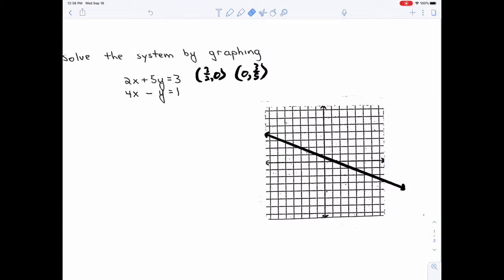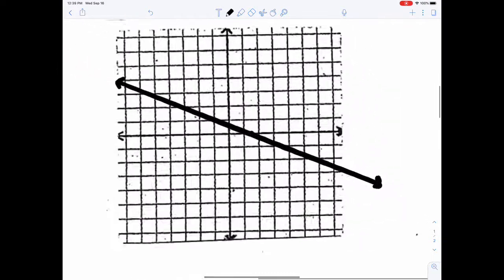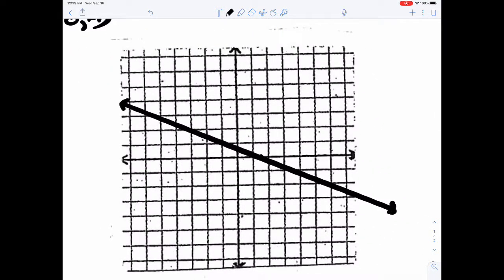Well, how about the second one? On the second one, the x-intercept is (1/4, 0). The y-intercept is going to be (0, -1). So let's plot that. Again, I'm going to enlarge this in order to plot it. So we've got (1/4, 0), which is right about there. We've got (0, -1), which is right about there. And then we'll find everything that makes that statement true.